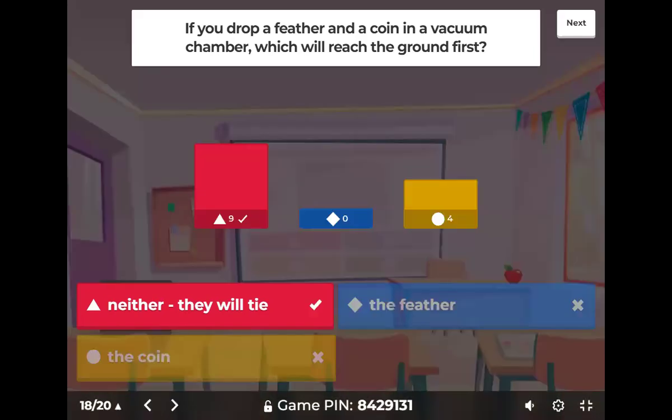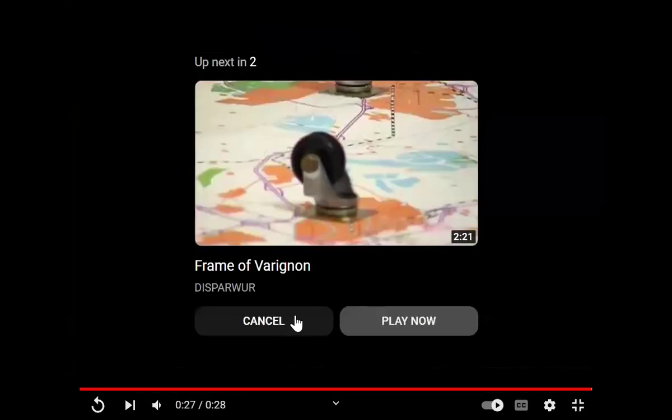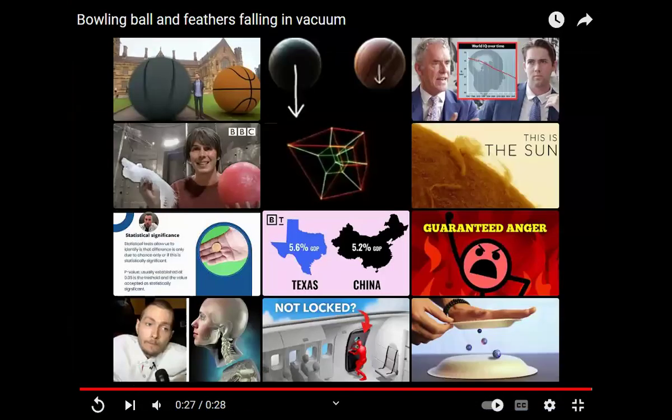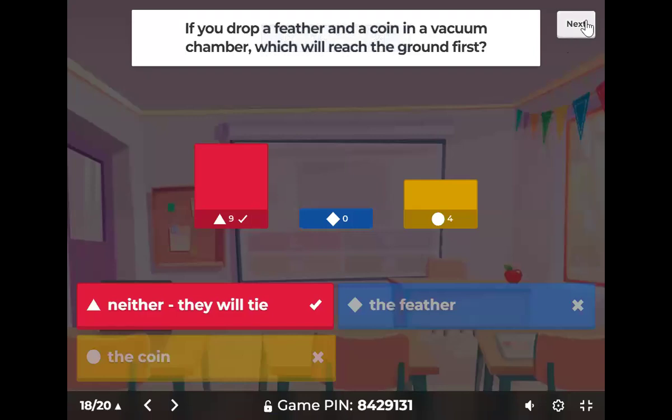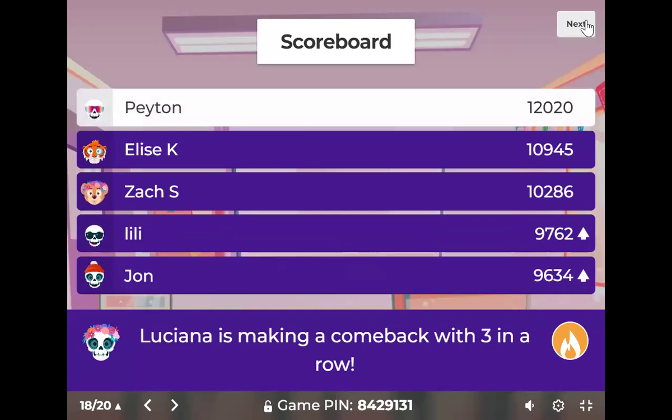Yeah, there you go. A tie. We back that up here. You guys see this bowling ball and this feather? They fall down the same. Oh yeah. All right, let's get this going. Boom. All right, we'll talk about air drag in a few weeks, but we're not ready for air drag yet.